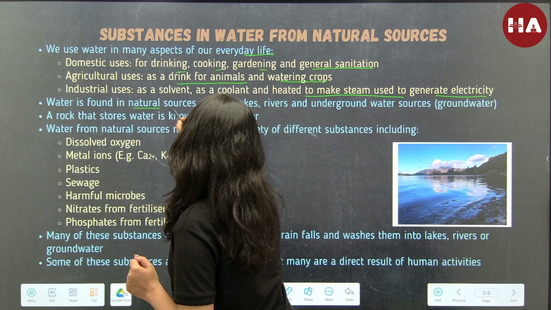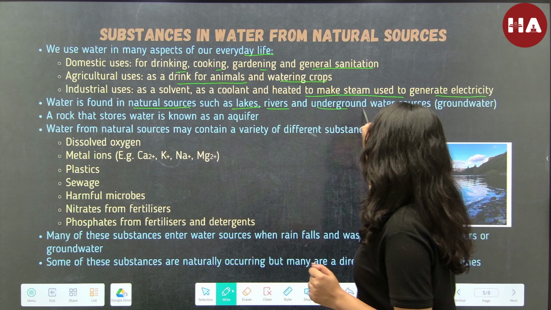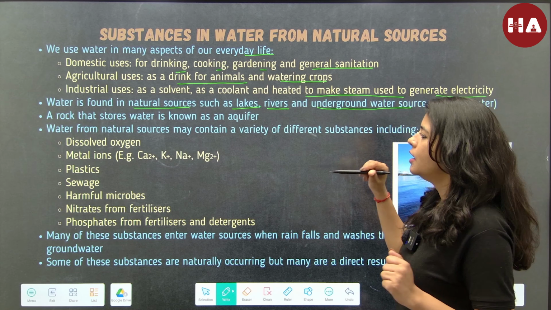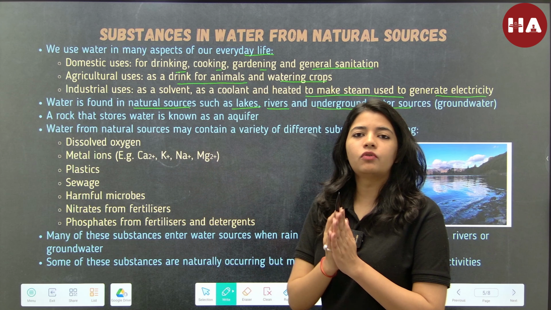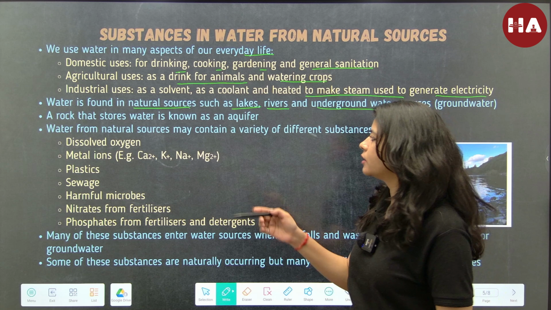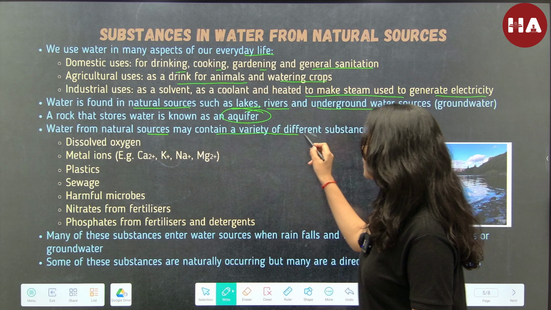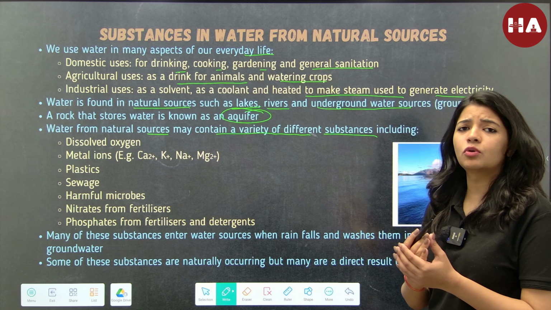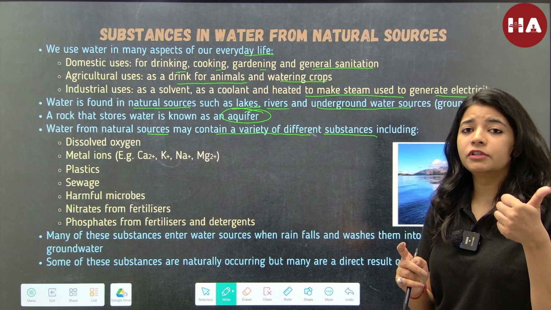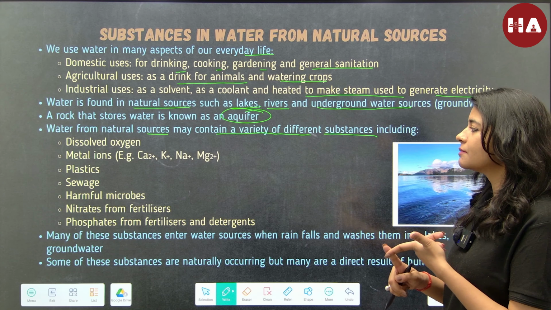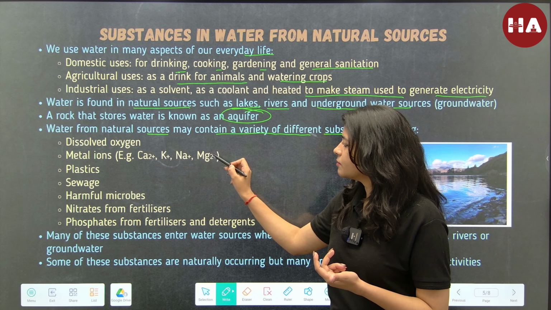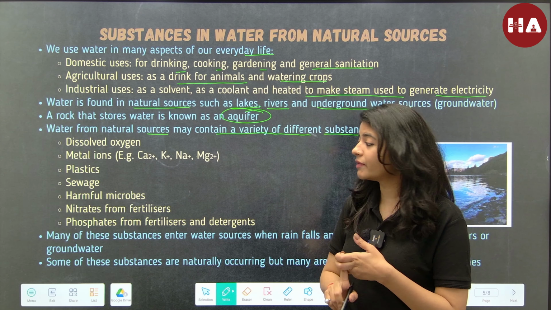Now, where do we get water from? Water is found in natural sources such as lakes, rivers, and underground water, which is groundwater. Rocks which store water are known as aquifers. Water from natural sources may contain a variety of different substances. Those substances can be dissolved oxygen, which is beneficial to us, and some salts like calcium, potassium, sodium, and magnesium. These are also very important to us.